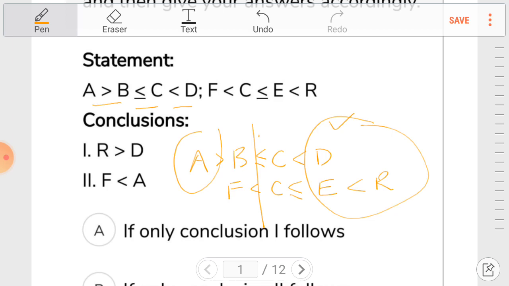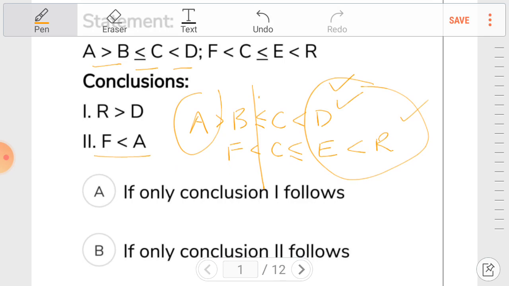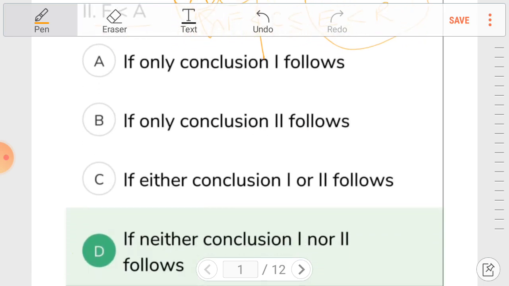Now the conclusion is given: R is greater than D. So we know that D and R are greater than C, but which of D or R is greater is not known. The third one is F is less than A. We know that B is less than A, but no relation between F and A is given. So option D is correct, that conclusion 1 or 2 doesn't follow.